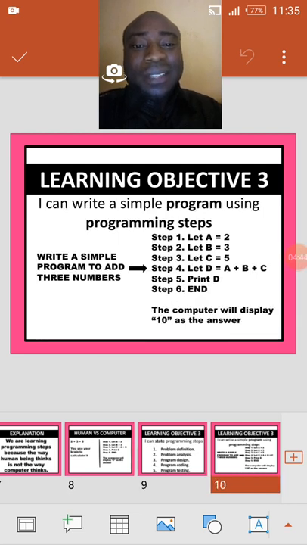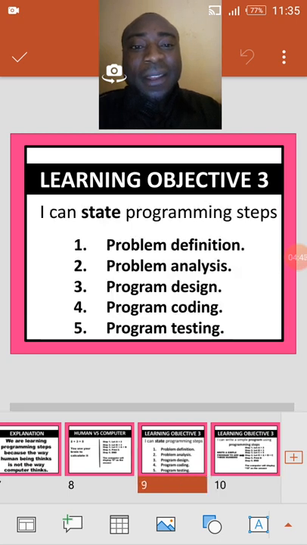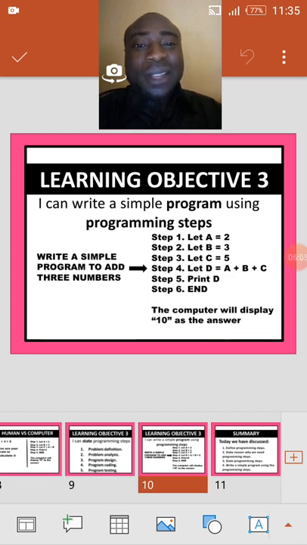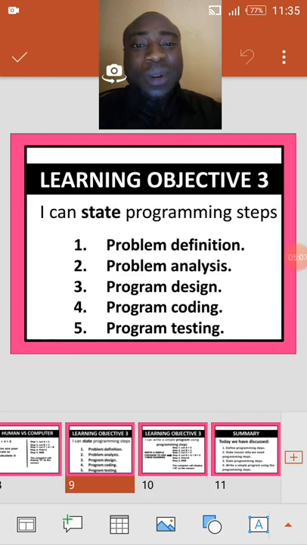Then after that, he will test the program. That is what we mean by program testing. That is to run the program, whether it's working or not. Now let's look at a simple program that we can use these programming steps to write.